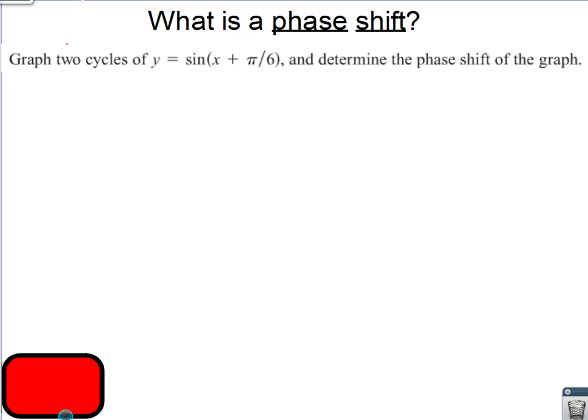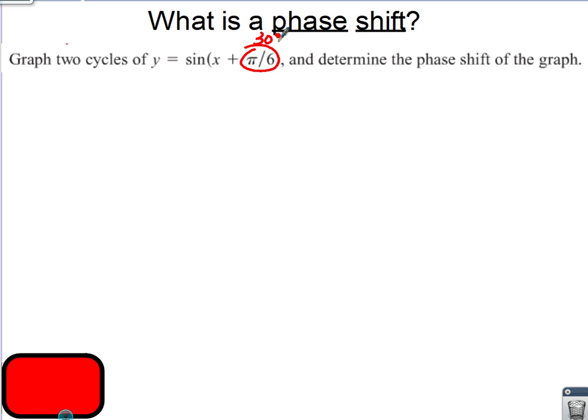Phase shifts. And we've done all this stuff. There's really nothing new besides just introducing the words amplitude, phase shift, and period. We know domain, range, all those things. So we're just really introducing new vocabulary. Graph 2 cycles of y equals sine of x plus pi over 6. Before we start, Michael, what is pi over 6?